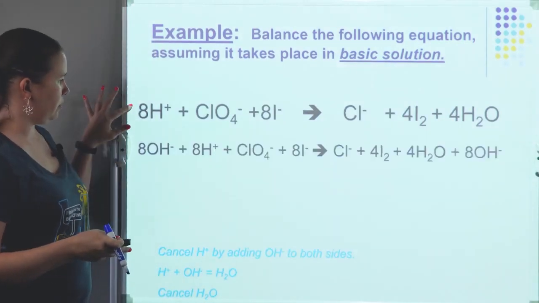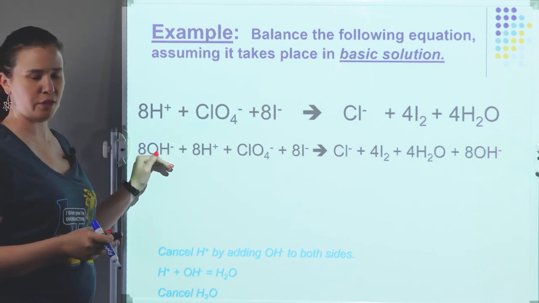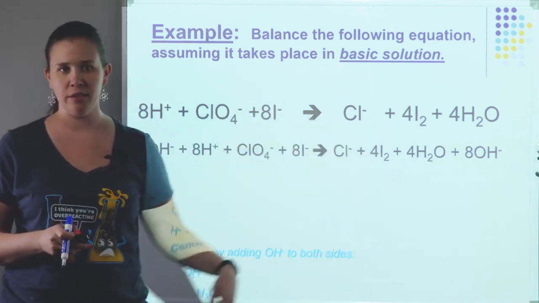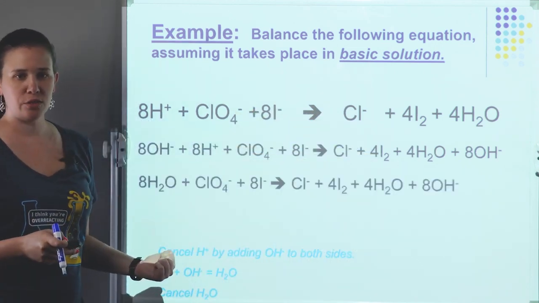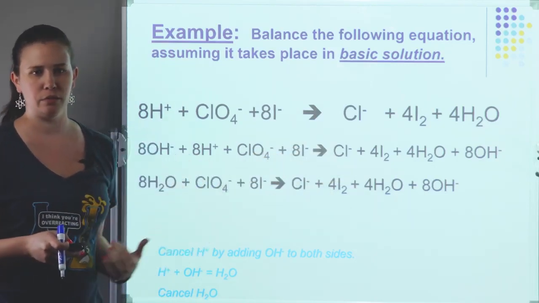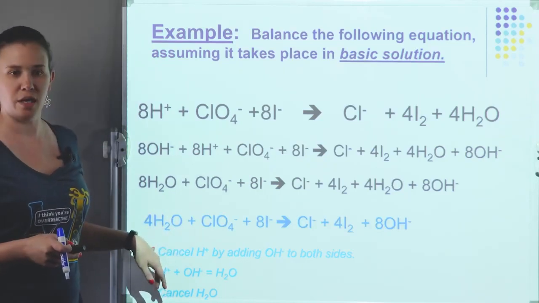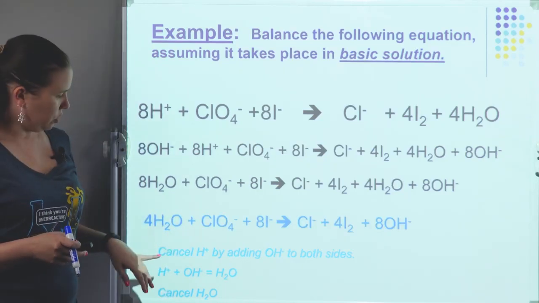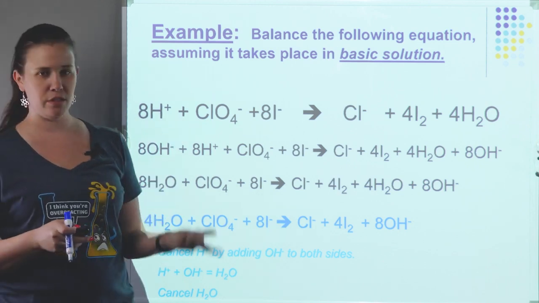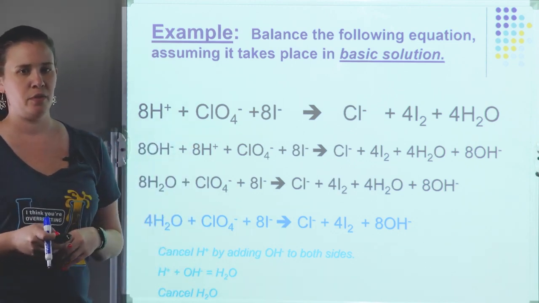So we had our acidic solution. Based on the number of hydrogen ions, I add that many hydroxide ions to both sides. I combine the hydrogen and hydroxide to form water, but then I cancel out or reduce down the water so it's simplified to how much net water. So we use the water to fix the oxygens, then the hydrogens, and then the hydroxide to make it basic.